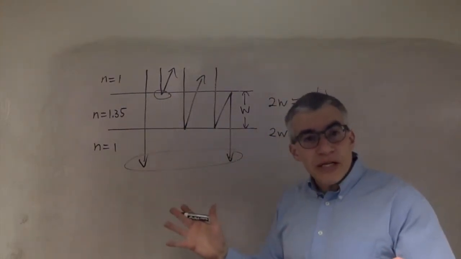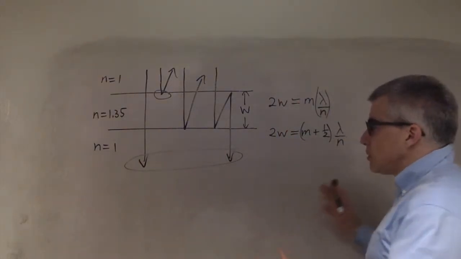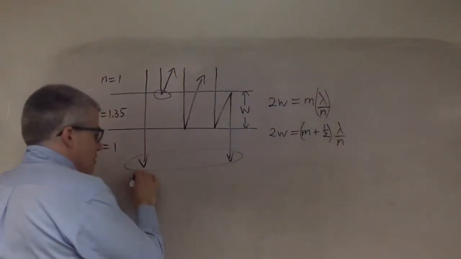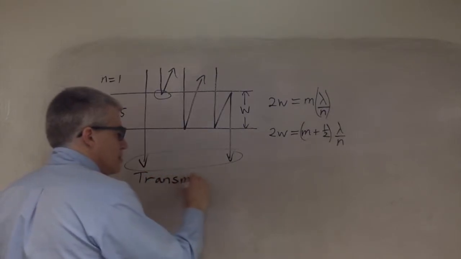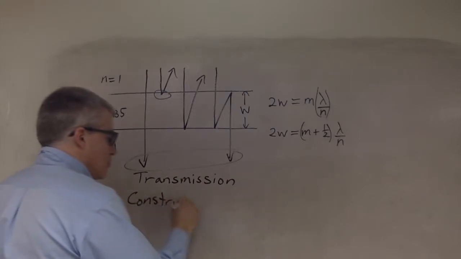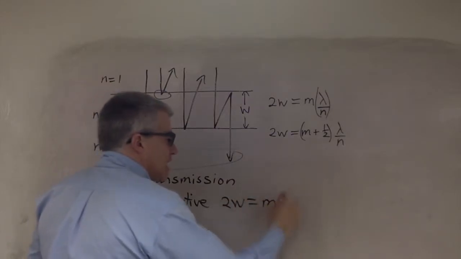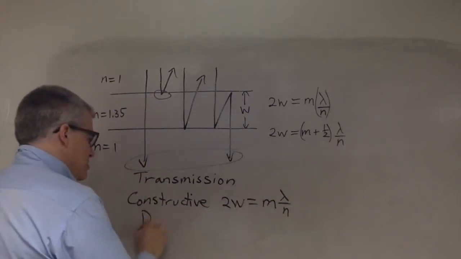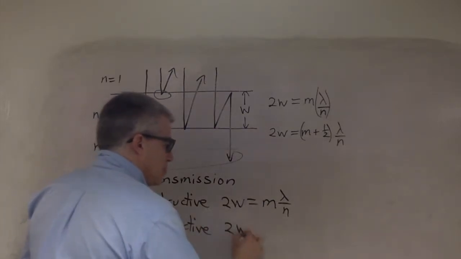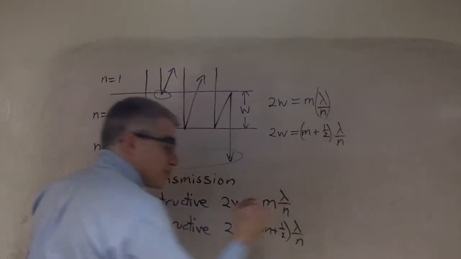So let's look at the transmitted light, because that's simpler. It has no phase flips. For the transmitted light, with no swapping around from phase flips, the constructive transmission condition will be that 2W = mλ/n. And the destructive is that 2W = (m + 1/2)λ/n.